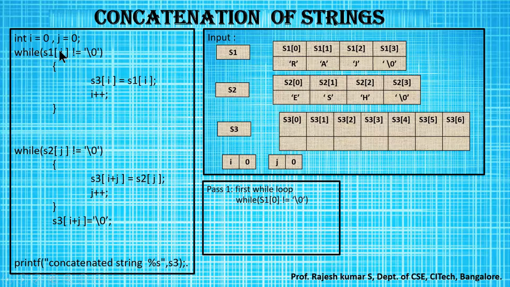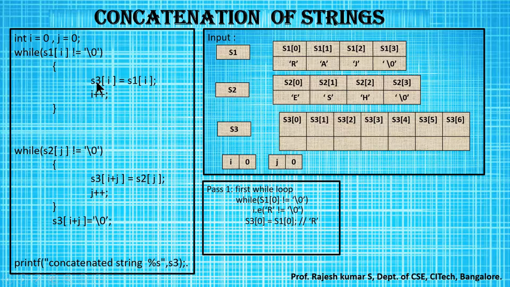S1 of 0 not equal to null. What is S1 of 0? S1 of 0 is R. Is R not equal to null? Yes, the condition is true. When the condition is true, what do I have to do? I have to store this R here, right? So what we used string copy, the same thing, we are copying it. S1 of I, what is S1 of I? S1 of 0 is R. R is assigned to S3 of 0.